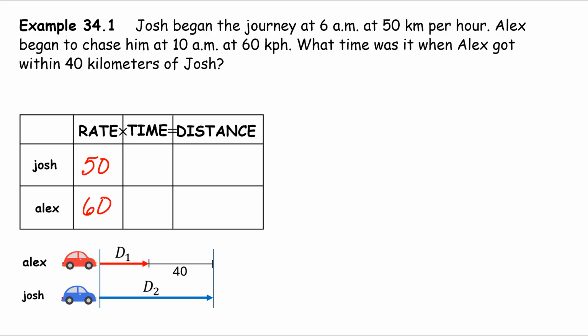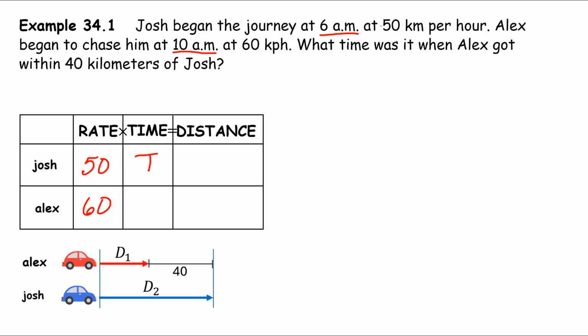All right, so a few things we don't know. We don't know their times, but we do know something about their times. We know that Josh left at 6 a.m. and we know that Alex left at 10 a.m. So we can call one of their times T. We'll call Josh's time T. And so therefore, what is Alex's time? Well, let's think about it.